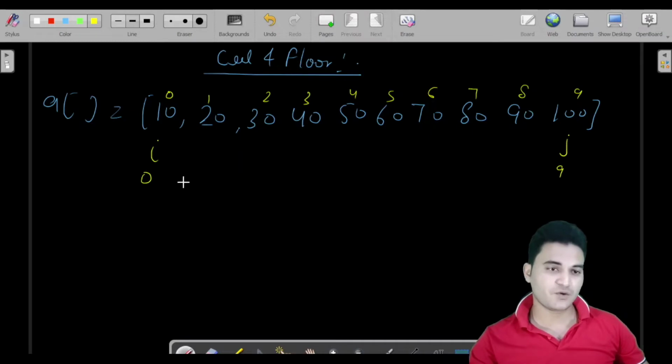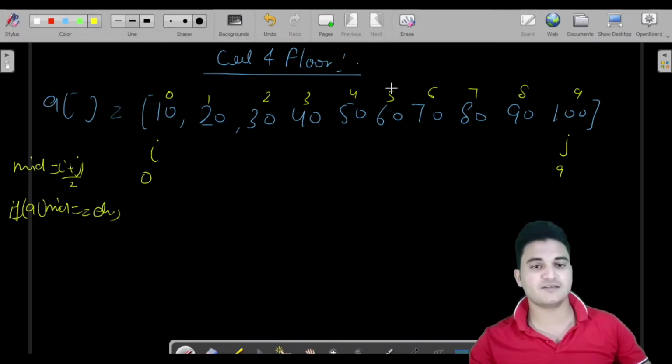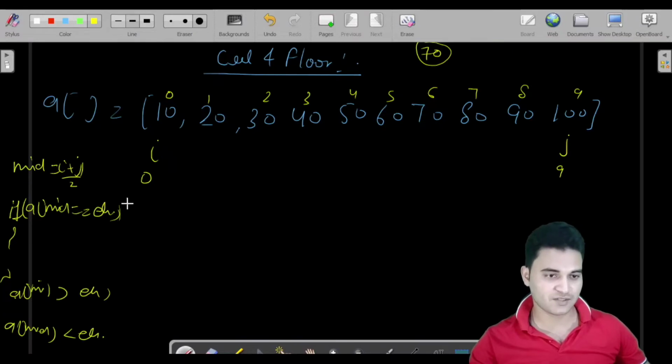Now we calculate the mid. The algorithm is very much the same. We calculate the mid as i plus j divided by 2, and check if a of mid is equal to the element for which we are searching. Let us suppose in this case we are searching for 60, or let us say 70. So there were three conditions: a of mid is equal to the element, a of mid is greater than the element, and a of mid is less than the element.